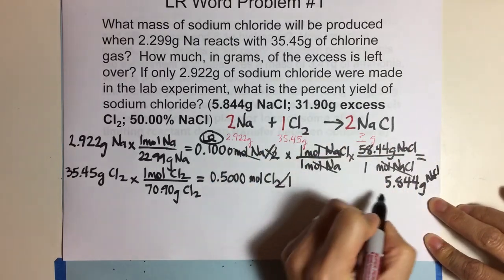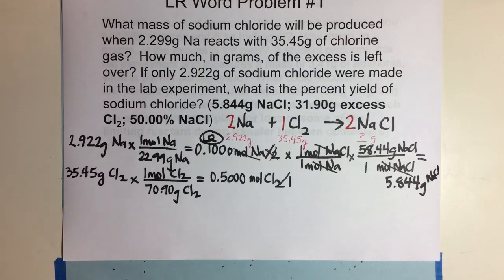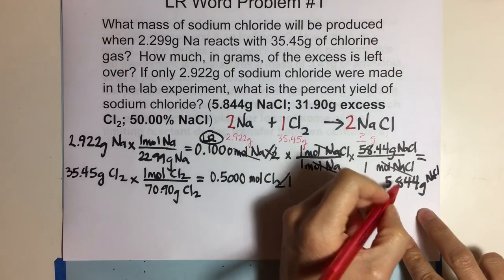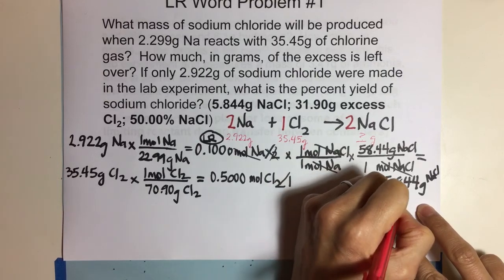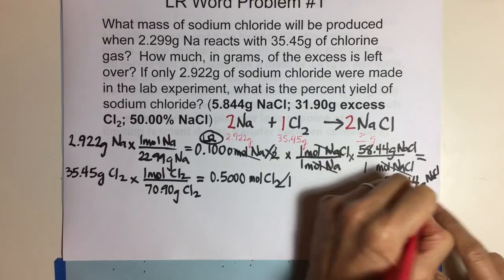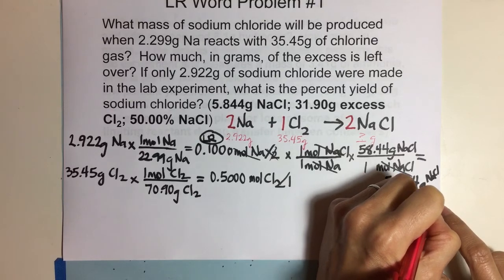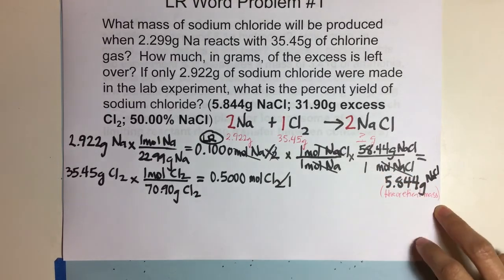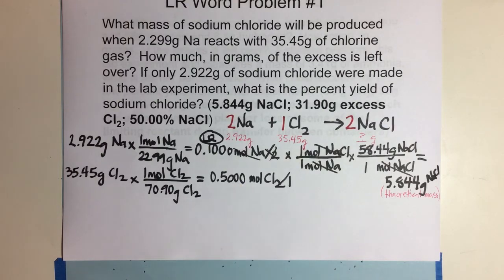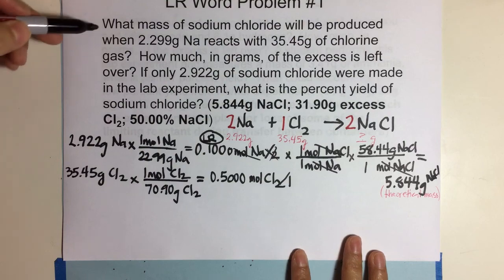And I want to label this. I'm labeling it because it's really important for me to see what it is that I am solving for. And so this is my theoretical yield, or mass. You can say theoretical mass. I'm going to put it in parentheses, theoretical mass. Okay, so that gives me the answer, the mass of the sodium chloride for that first part.